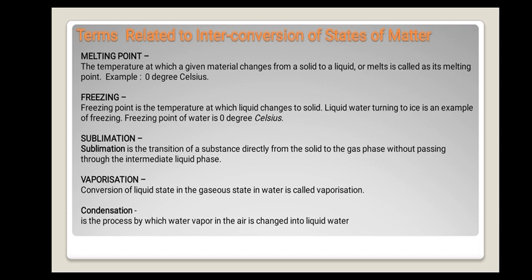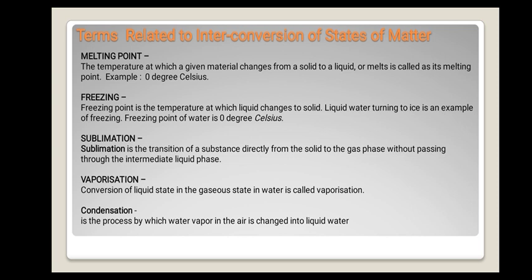Now let's understand them again. What is melting point? The temperature at which a given material changes from a solid to a liquid, or melts, is called its melting point. Example: 0 degrees Celsius for an ice cube. Now, freezing point. Freezing point is the temperature at which liquid changes to solid. The freezing point of water is 0 degrees Celsius.